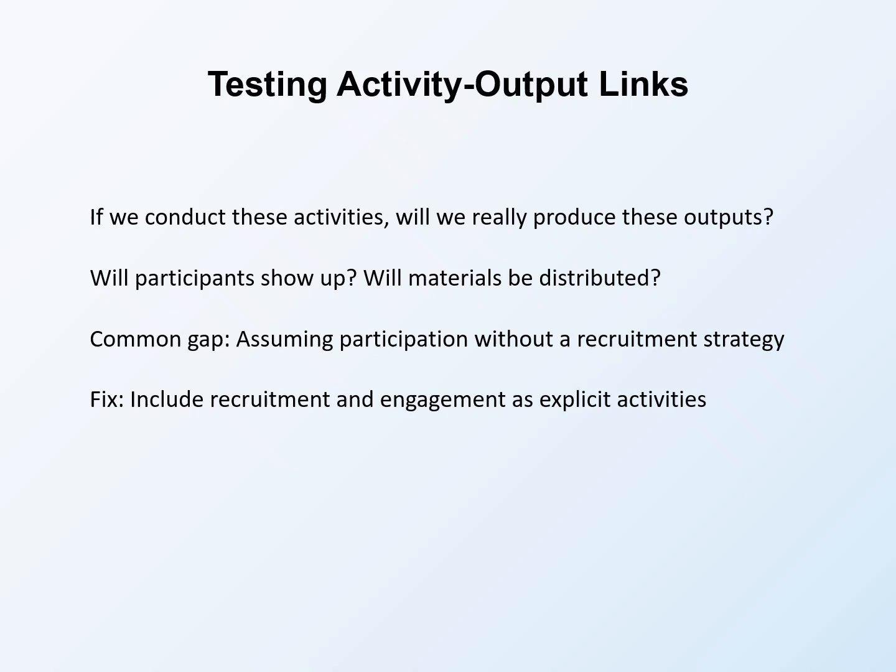If we build it, they will come is rarely true. People are busy. They have competing priorities. They may not know about your program. If you find this gap, fix it. Include recruitment and engagement as explicit activities in your model. They're not automatic. They require intentional effort.